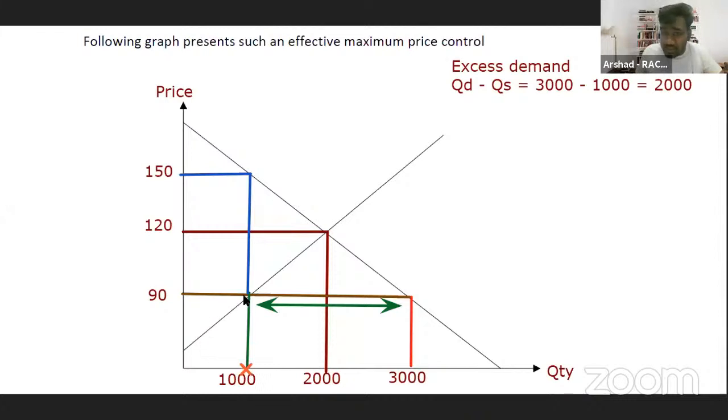So for 1,000 units, the supplier is giving at 90, but we find out what is the maximum consumers are willing to pay. To buy these 1,000 units, you connect it to the demand curve. So consumers are willing to pay 150. That is what you call the maximum black market price.